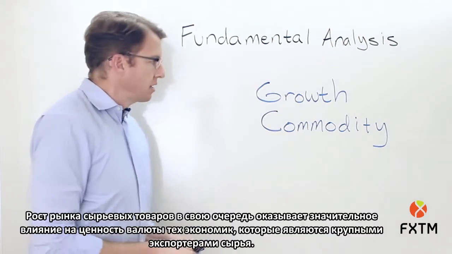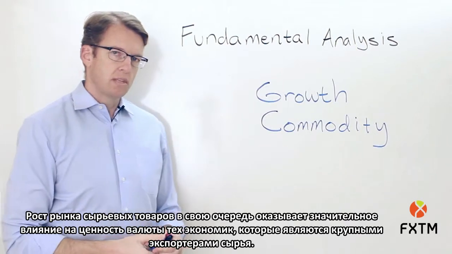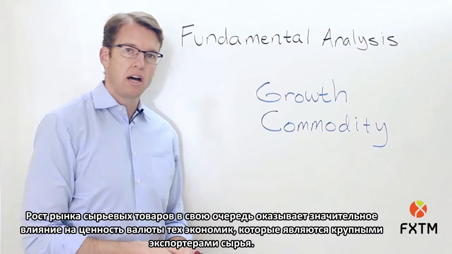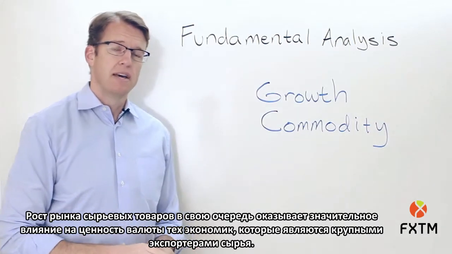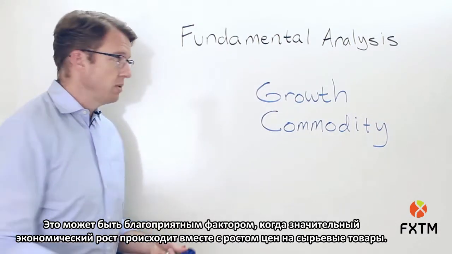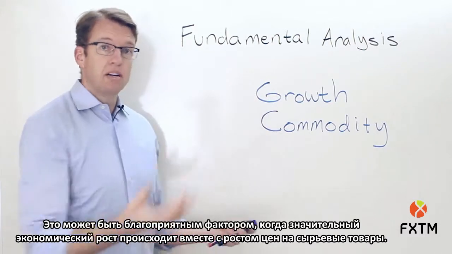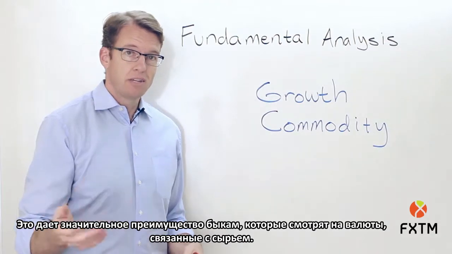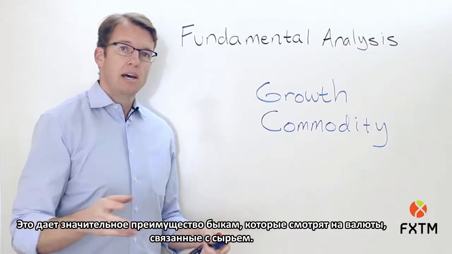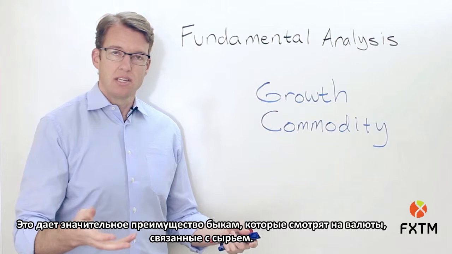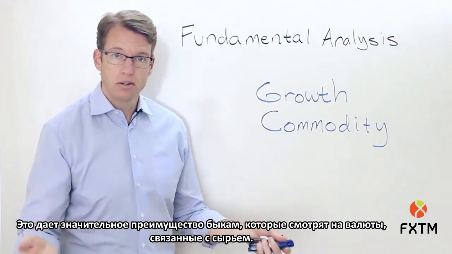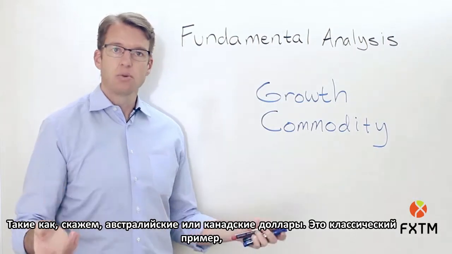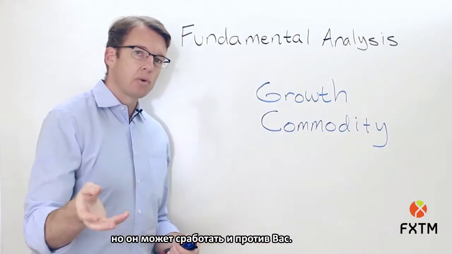So these are oftentimes something we would think of as being very connected or happening in tandem with each other. And commodity growth is something that really affects the value of currencies that are associated with economies that are large commodity exporters. Now this can be a good thing, of course, when we have a lot of economic growth and commodity prices are going up. Well, that generally will give a significant advantage, if you will, to the bulls who are looking at a currency that falls into the category of a commodity currency. So let's say, for example, the Australian dollar, the Canadian dollar, those would be two classic examples.